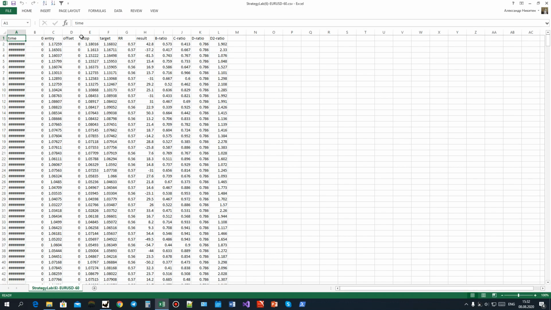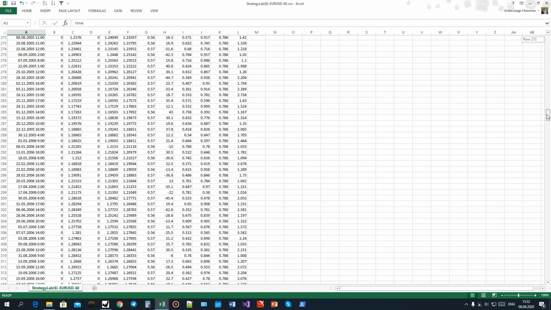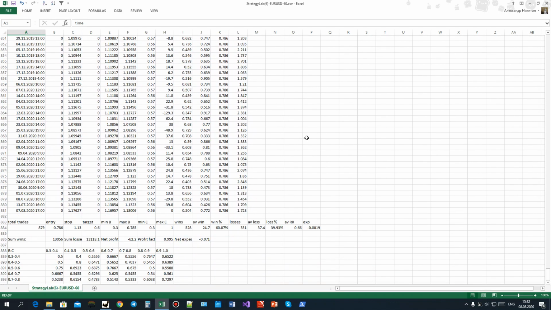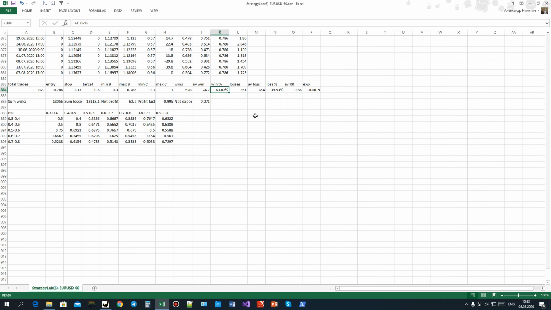Open this. What we have here are the times needed to check if the pattern actually exists. And here the overall expectancy is negative, so the pattern is not profitable. Keep this in mind, the pattern is not profitable. The overall win percentage is 60%. Okay, let's do the magic.